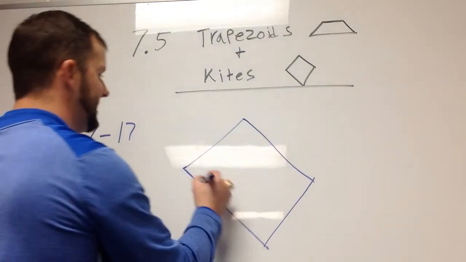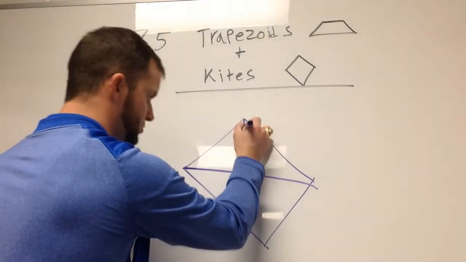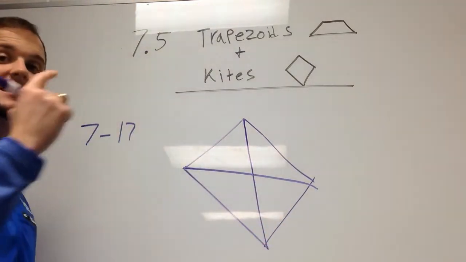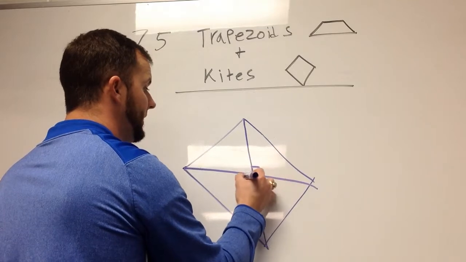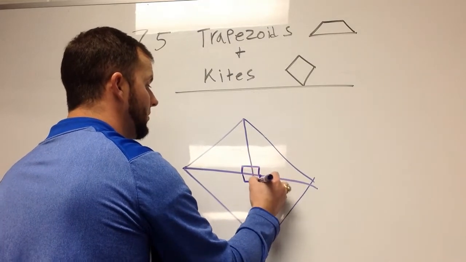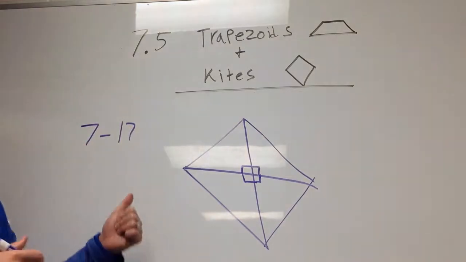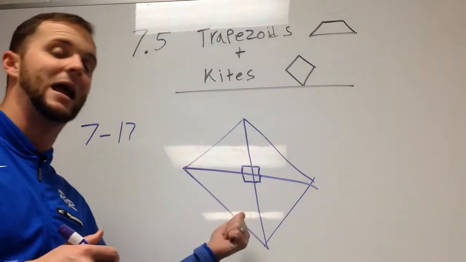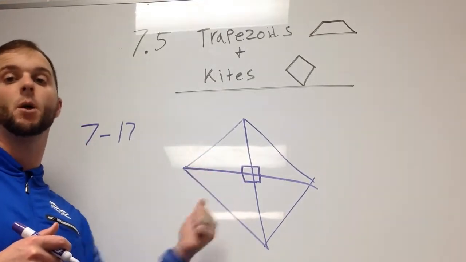So if I was given the diagonals of both of these, so if I drew a line from here to here, and then I drew a line from here to here, the diagonals of a kite are going to be perpendicular, meaning it makes 90-degree angles all the way around. They're going to meet at exactly 90 degrees. So again, the diagonals of a kite meet at a 90-degree angle, which means they are perpendicular.